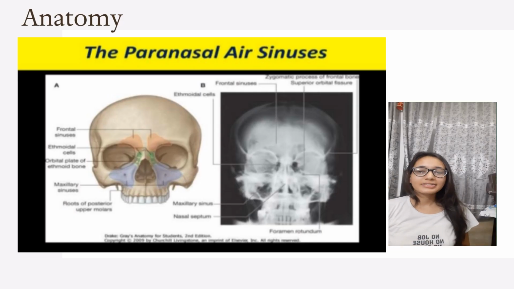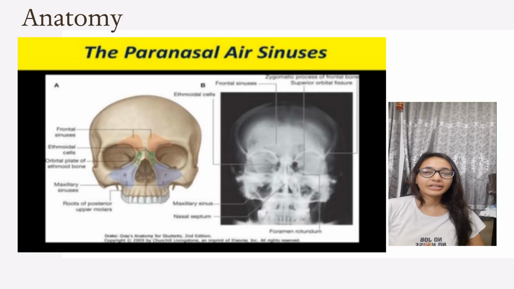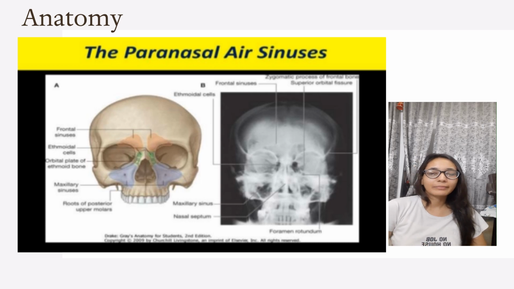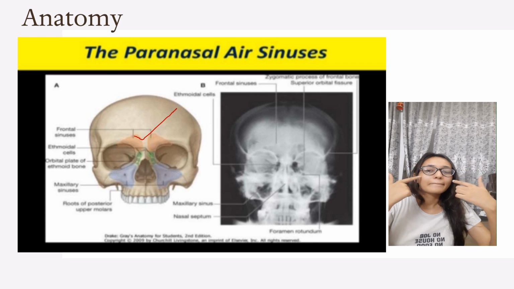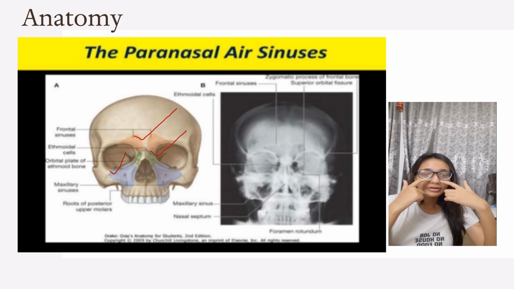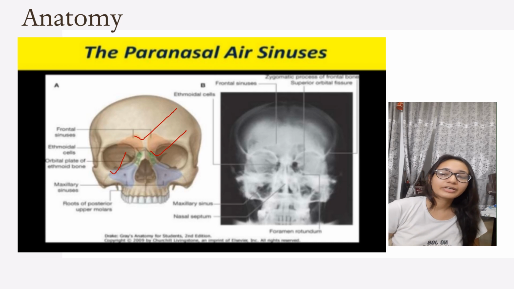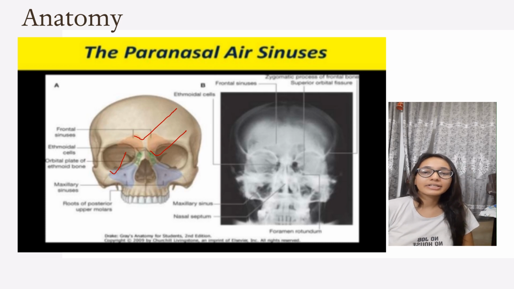For better understanding of paranasal sinuses, we can also understand them by the bony landmarks on the skull. For example, frontal sinuses are present here, maxillary sinuses are present here, and ethmoidal are present here. Whereas this sphenoid sinus we cannot easily demarcate because it is present posteriorly.